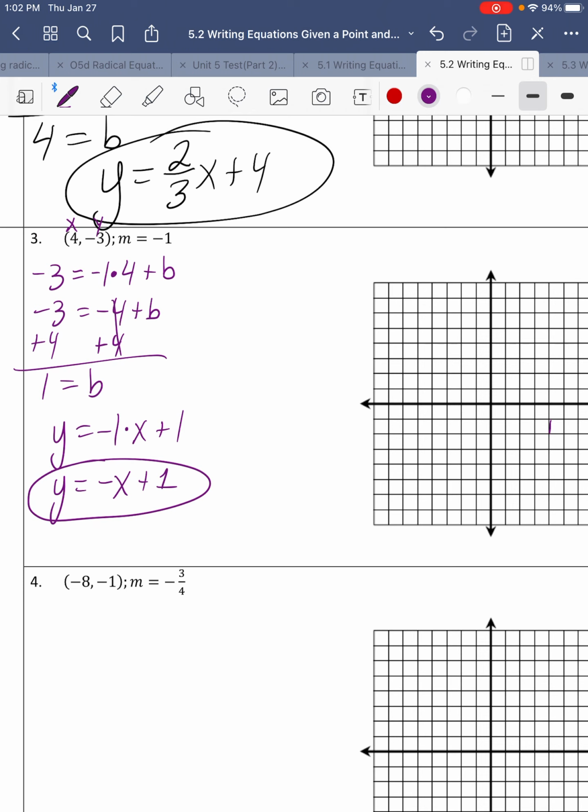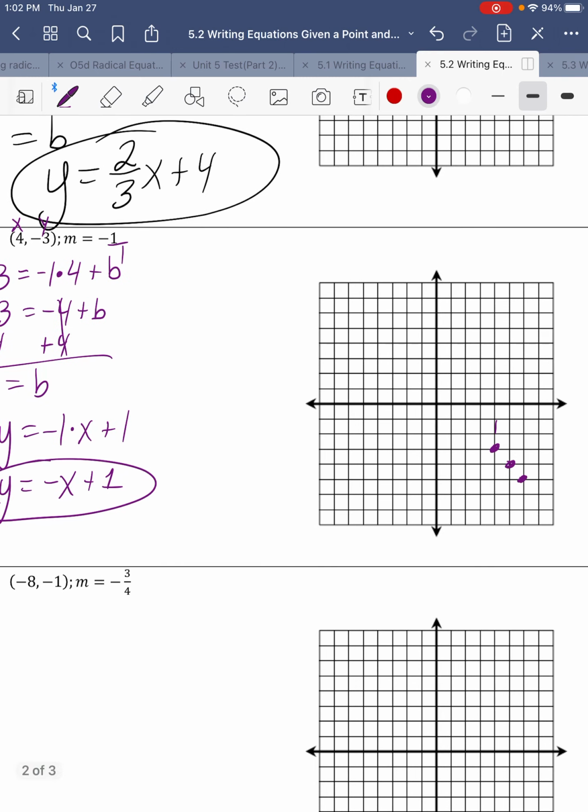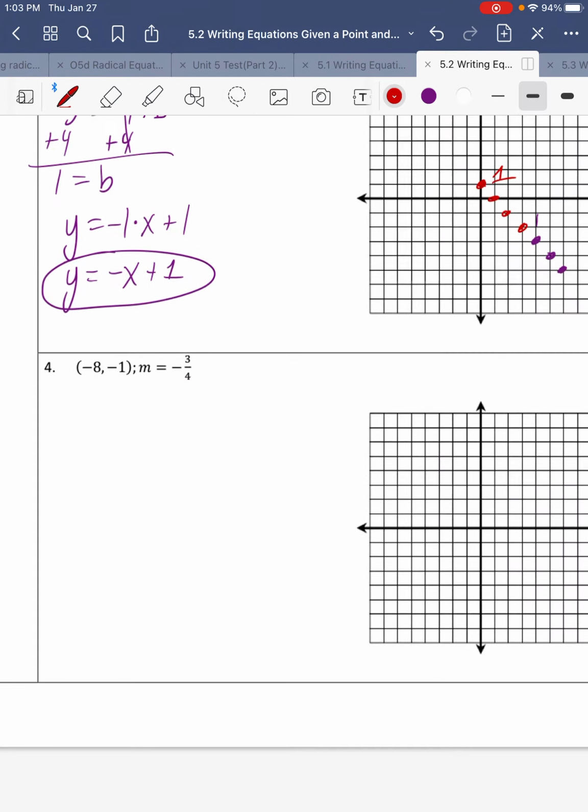If we do it on the graph, to the right 4, down 3, and we have -1 over 1, so you're going to go down 1, right 1, down 1, right 1. Well, that doesn't get us closer to the y-intercept. We're going to go the other way. Up 1, left 1, up 1, left 1, up 1, left 1, up 1, left 1, and there's your y-intercept at 1.